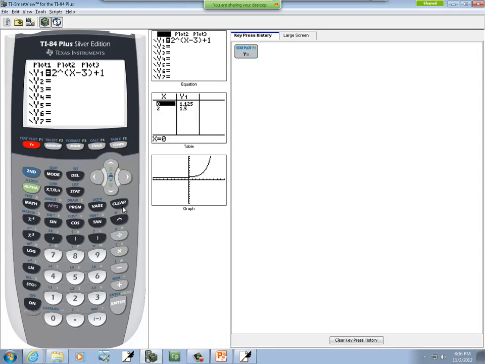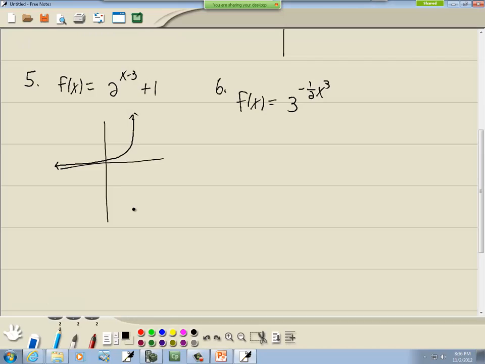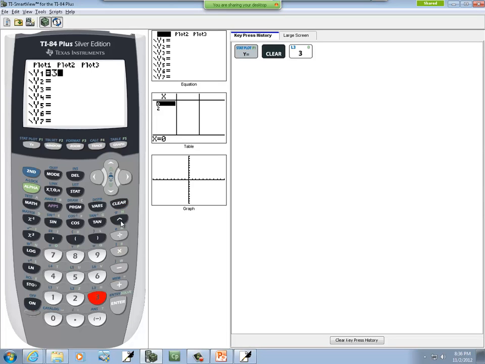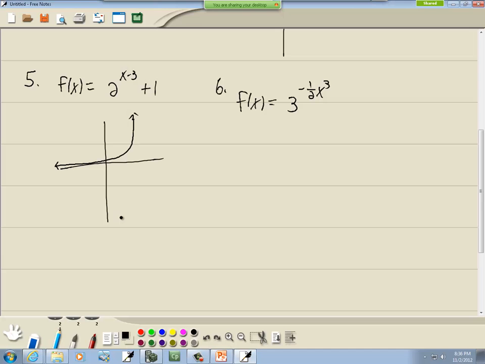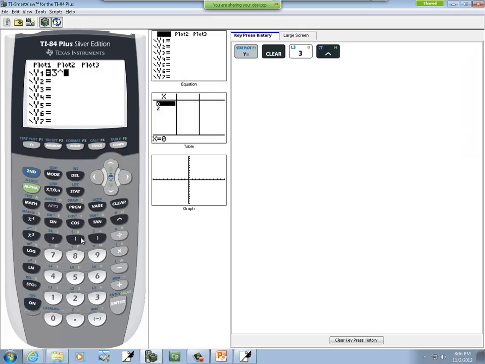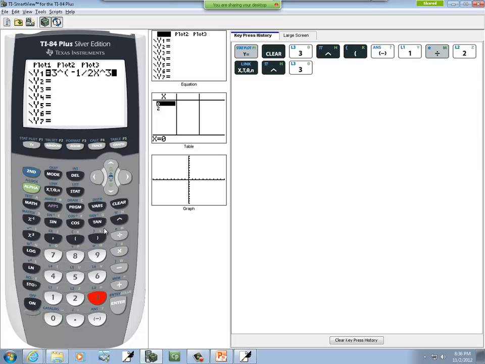Press y equals, press clear. Then we've got 3. We'll do caret. Remember, when you have more than a single number or a single variable in your exponent, you have to put parentheses around it. So when I plug this in, I want to put a beginning parenthesis, then negative 1 divided by 2, then my x, and my caret 3, and then a closing parenthesis, and then graph.